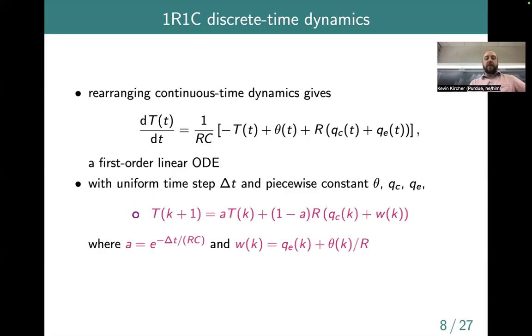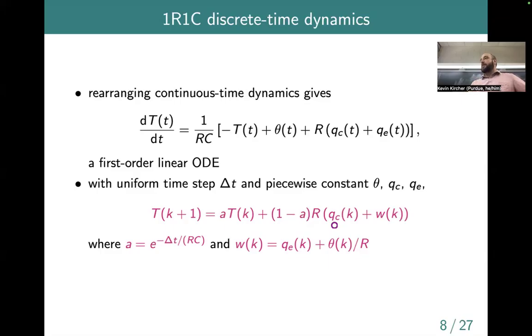And then I'm just going to jump right to the answer for this. If you apply the equations that we wrote down last week for how to get the discrete time version of a continuous time ODE to this guy up here, then we get this formula for the dynamics of the indoor temperature. So the new temperature is just A times the old temperature plus 1 minus A times the thermal resistance times this thing here, which is something we can control.